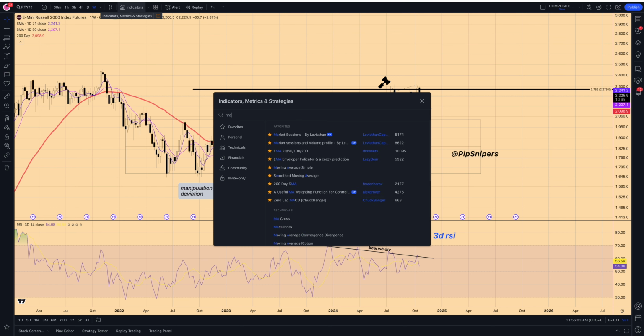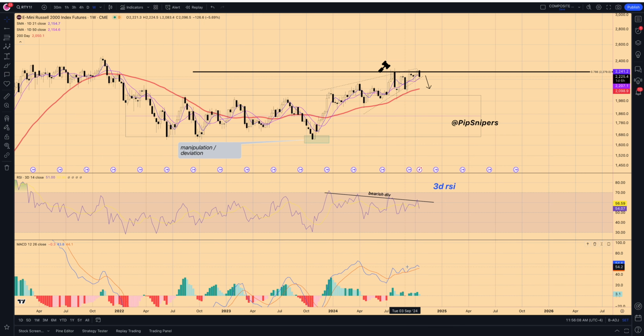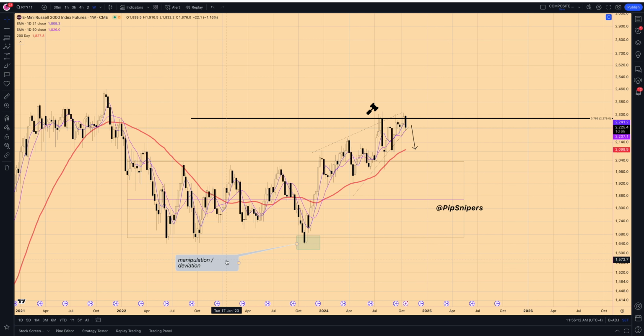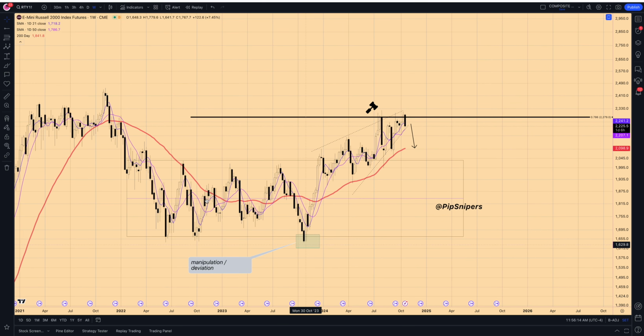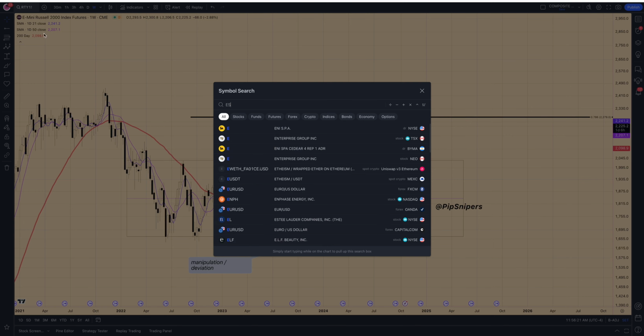Okay, let's take a look at the MACD here. See how the MACD is slightly turning negative here? So we'll see how the rest of the week plays out. We took a look at the Dow, the Russell. We need to take a look at ES as well.